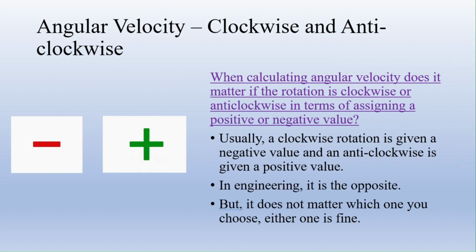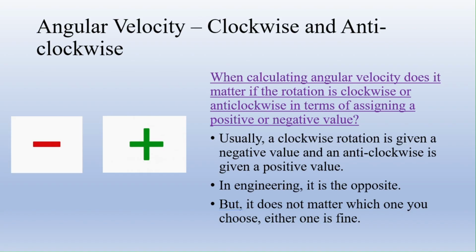Okay, so now coming back to angular velocity. So as I said before, when we're talking about velocity, direction is also taken into account. So when an object is moving in a circular path, that means it's either going to be clockwise or anti-clockwise. So usually a clockwise rotation is given a negative value and an anti-clockwise rotation is given a positive value. In engineering, it's actually the opposite, but it doesn't actually matter which one you choose. Either one is fine. So it's up to you.